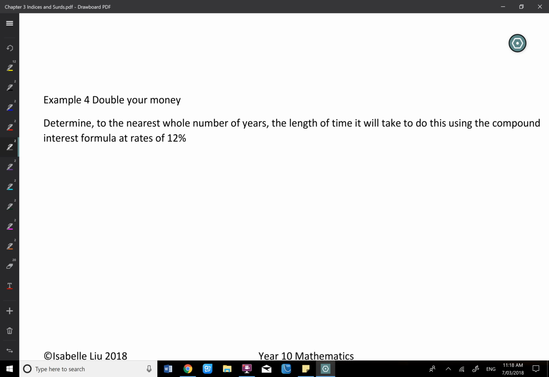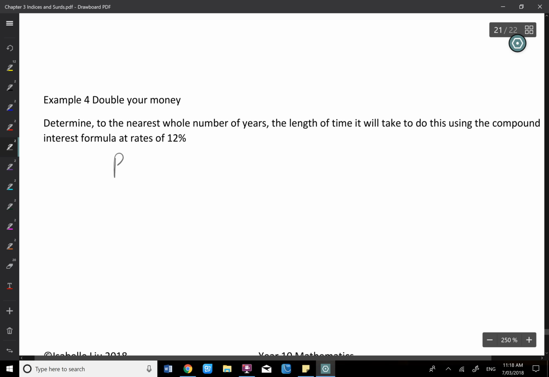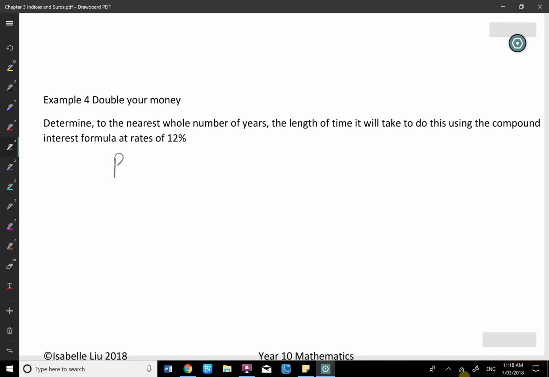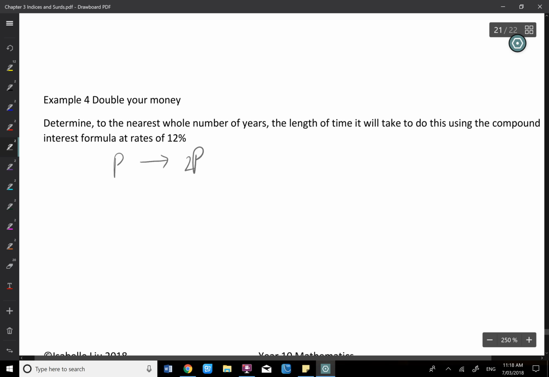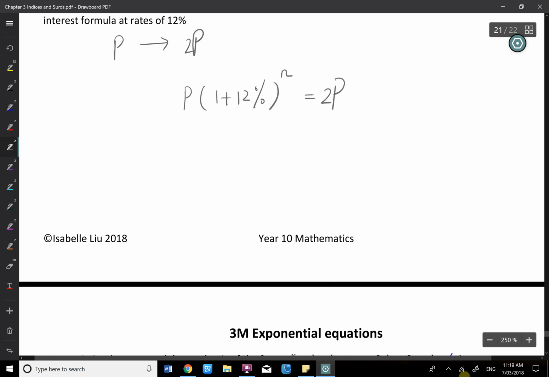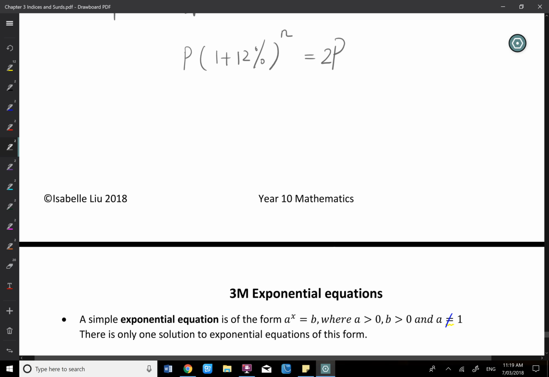No. Okay? It's just double my money. It doesn't matter what I have at the beginning. You have more money, you generate more interest, and then you reach 2,000 quicker. So if you have principal P at the beginning, what I want to achieve is 2P. So I want P times 1 plus 12% to the power of some n, and then the money I have to achieve is 2P. That's the equation I will have.